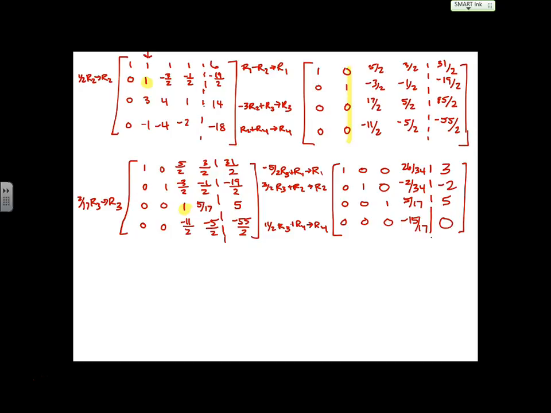Okay. Column number 3 is done. Column number 4, where do we start? We need to make who a 1? That guy. How do we, according to the system, make anybody a 1? Multiplied by the reciprocal. So negative 17 over 15 times row 4 into row 4, making negative 15 17ths into a 1 for column number 4.